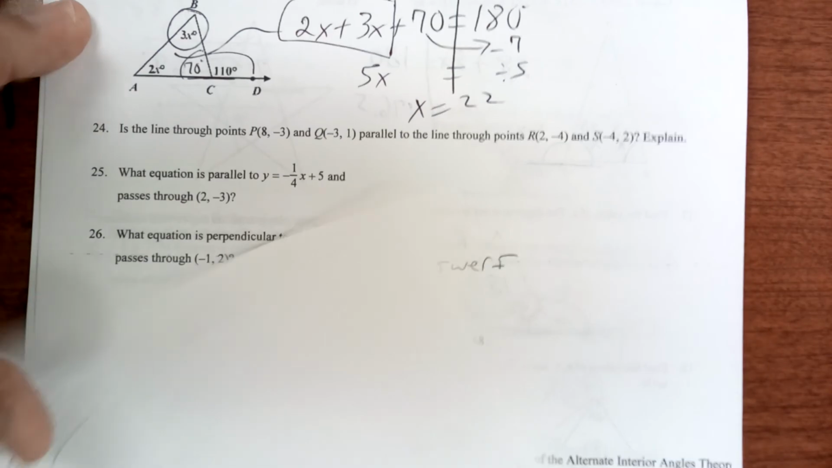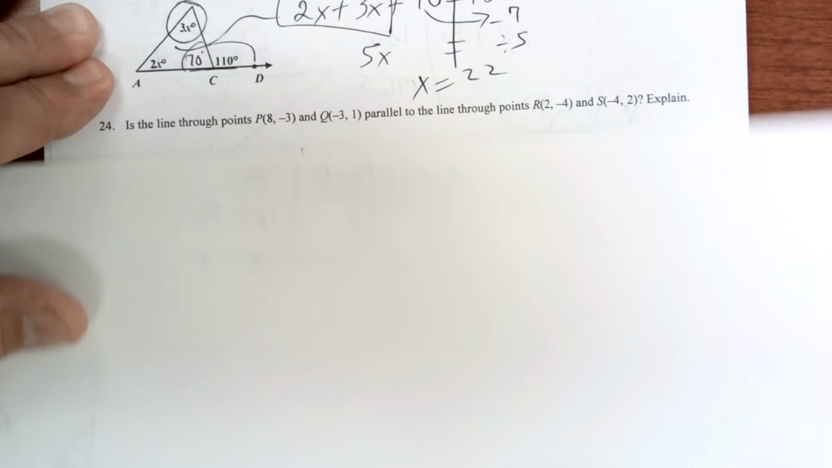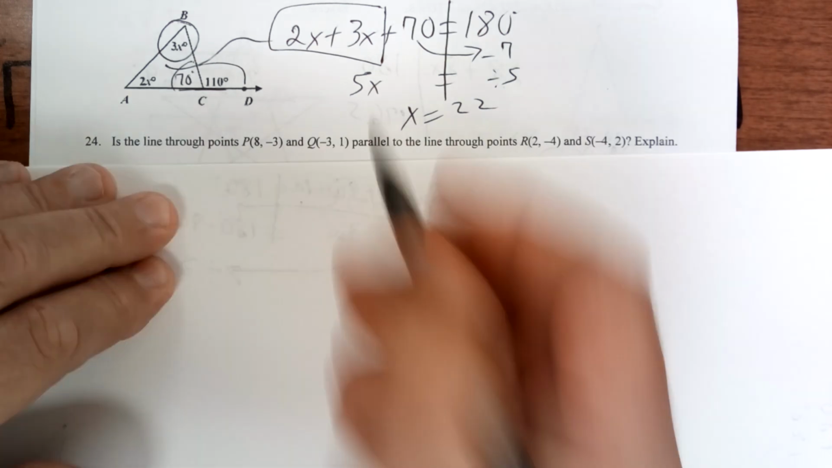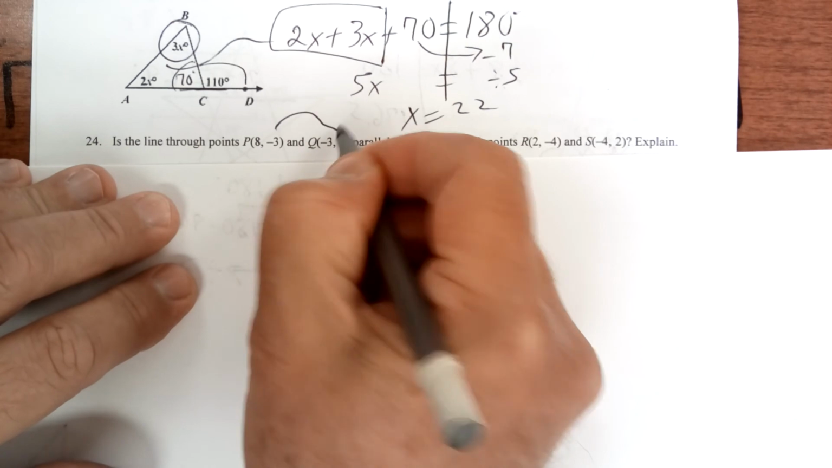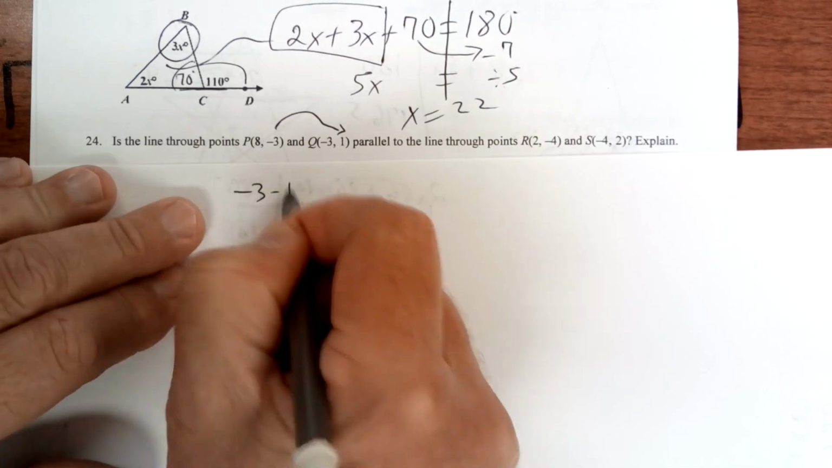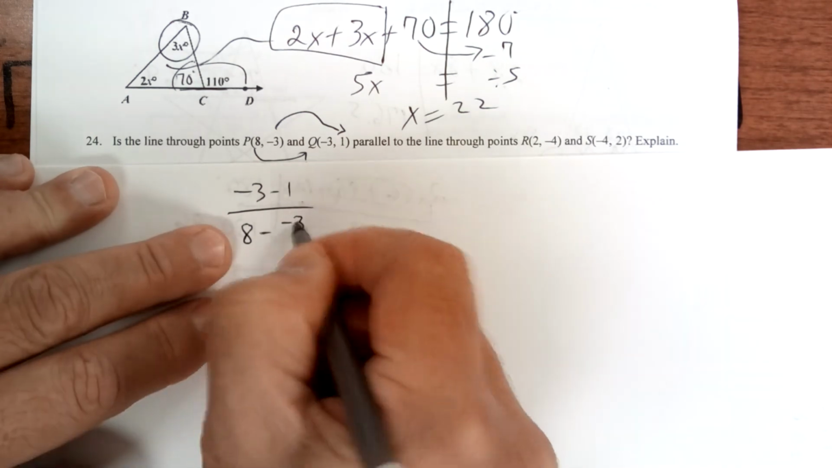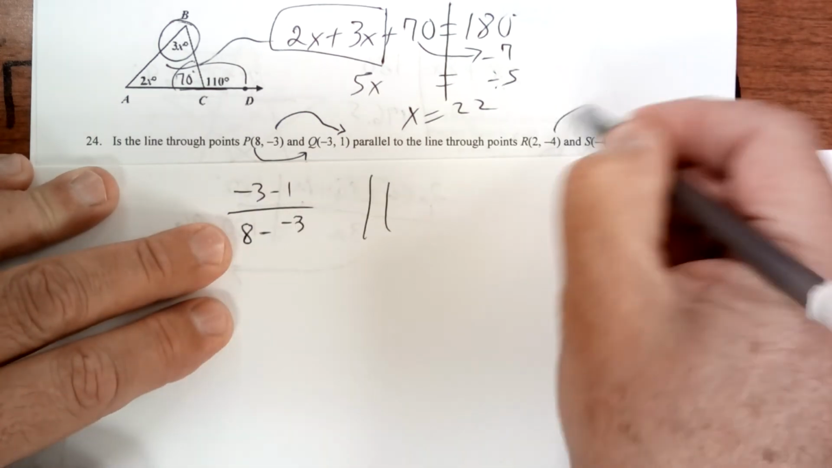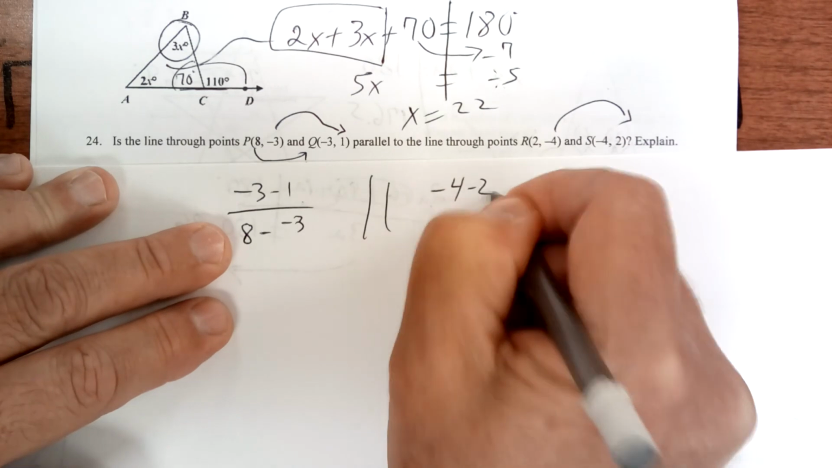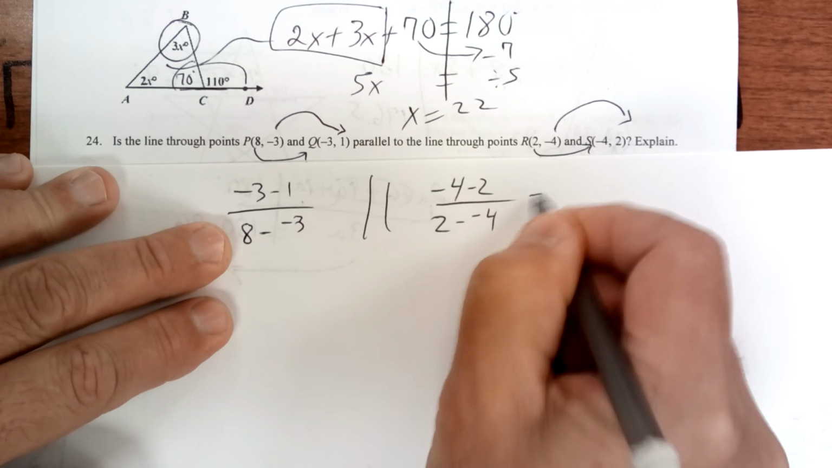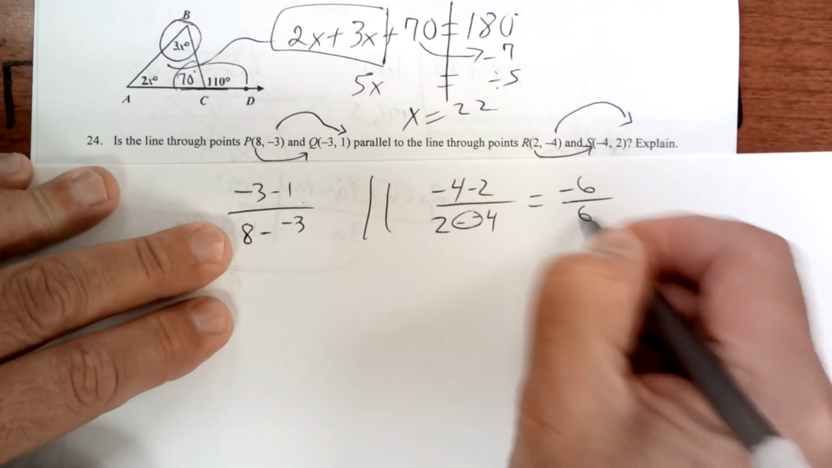All right, let's go to this one right here. Is the line through that parallel to the line through that? Well, the only way you're going to know it's parallel is if the slopes are the same. So remember, you're going to put the y's on the top. So it's going to be negative 3 minus 1 over 8 minus a negative 3. That's the first one. The second one is going to be negative 4 minus 2 over 2 minus a negative 4. This is going to be a negative 6 over 6, which gives me a negative 1.